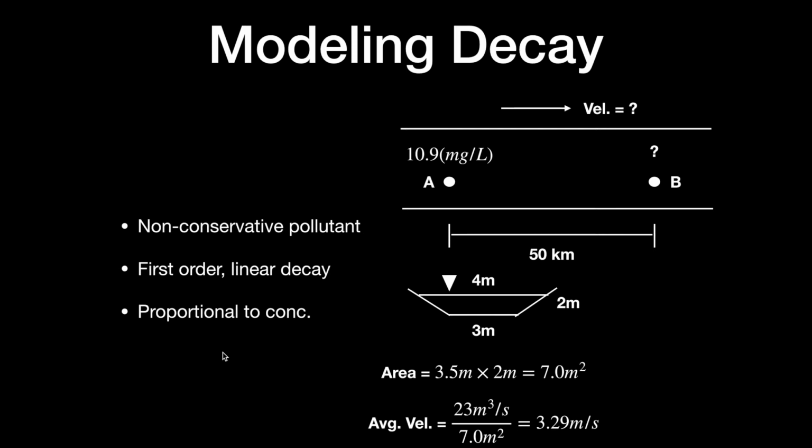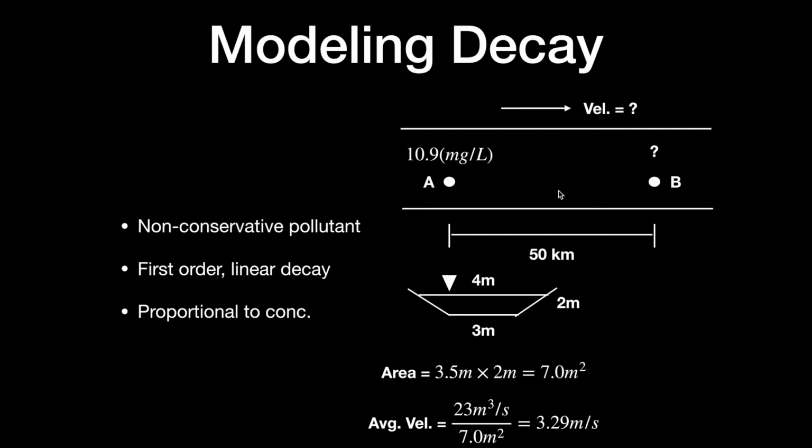And we will first start by just looking at an already derived equation for first order linear decay, but at the very end of the lecture, we will look at how to actually derive this equation from a differential equation. So graphically looking at this example, we have our concentration at point A of 10.9 at our initial condition at time equals 0, just at the point of mixing. And we're interested in the downstream concentration at some point B, 50 kilometers downstream.